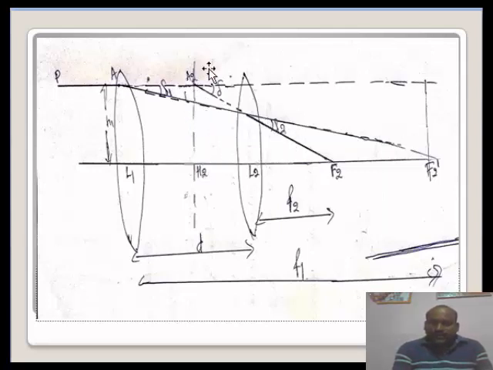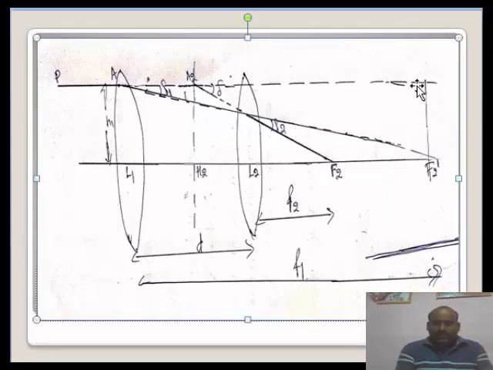So this is the effective focal length. It is given by the effective focal length. We can take it here as f. Are you getting my point? So how to find it out? You will get the final expression, then only you will know.